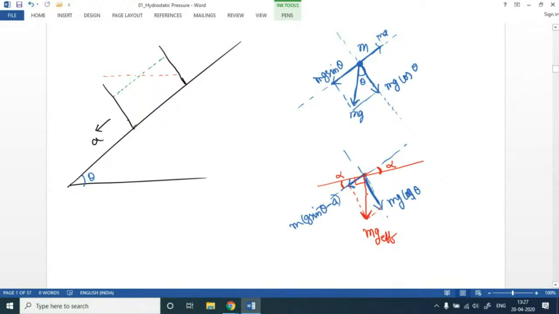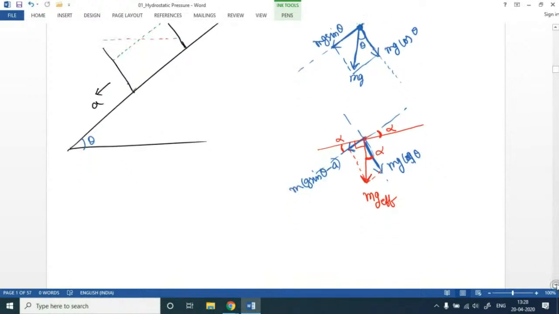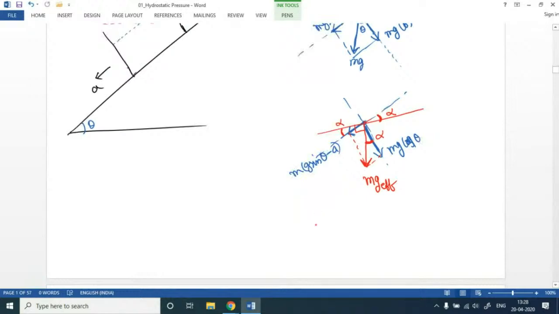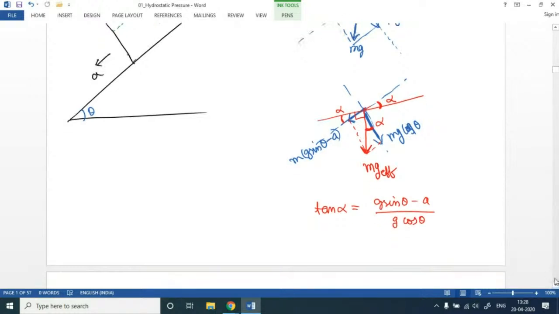So geometrically you can very well see that this angle here is this angle alpha in this triangle. So geometrically it is very easy for us to find out the value of tan alpha, which is nothing but g sine theta minus a divided by g cos theta. So let's look at another diagram.